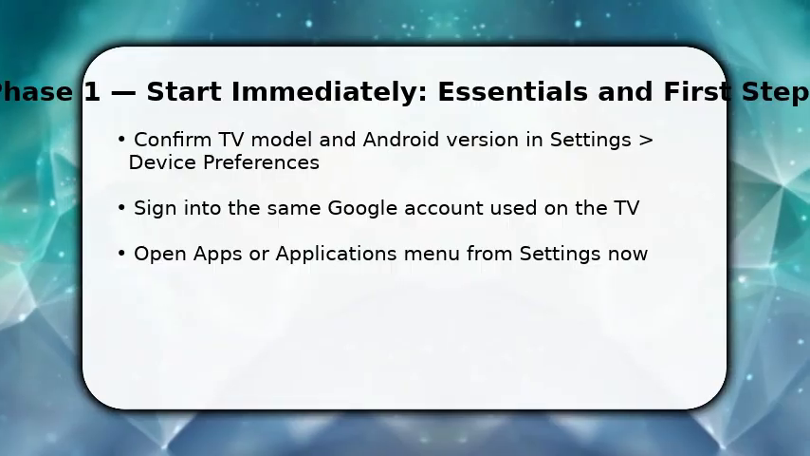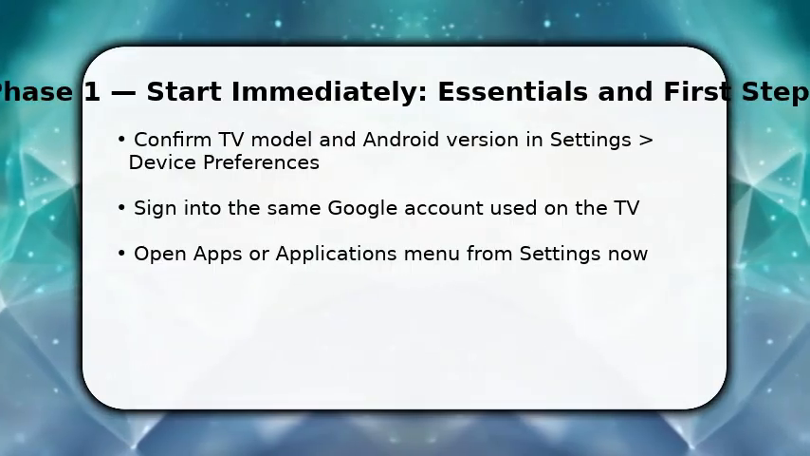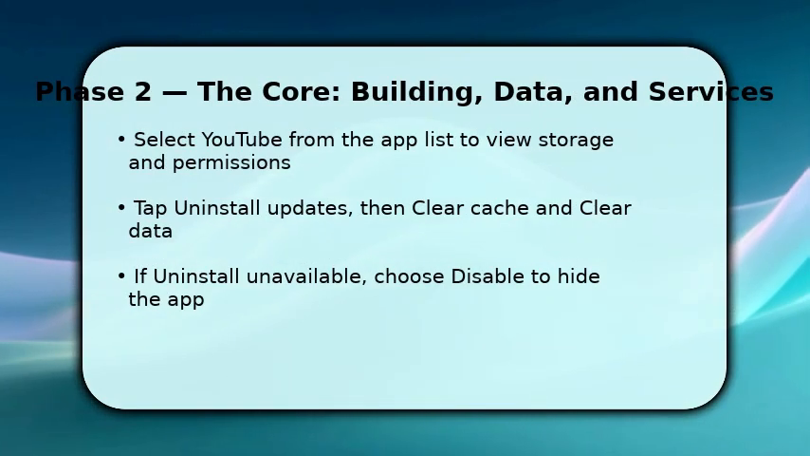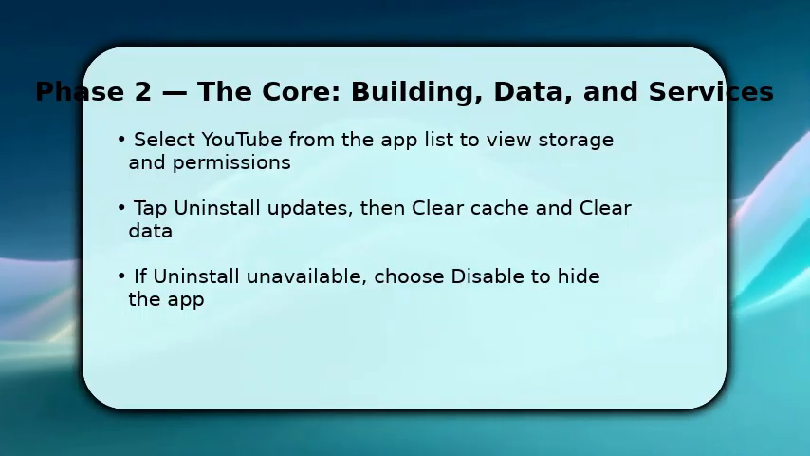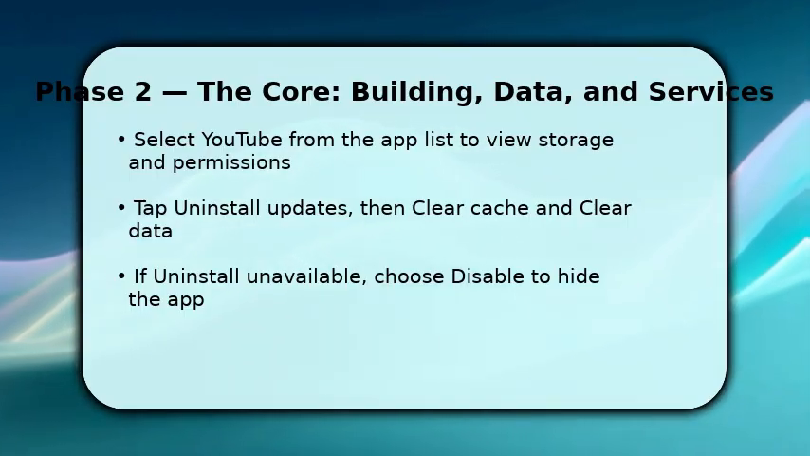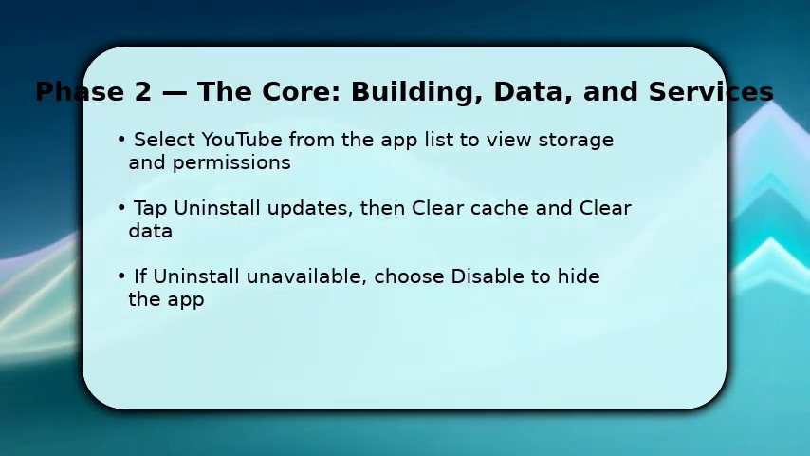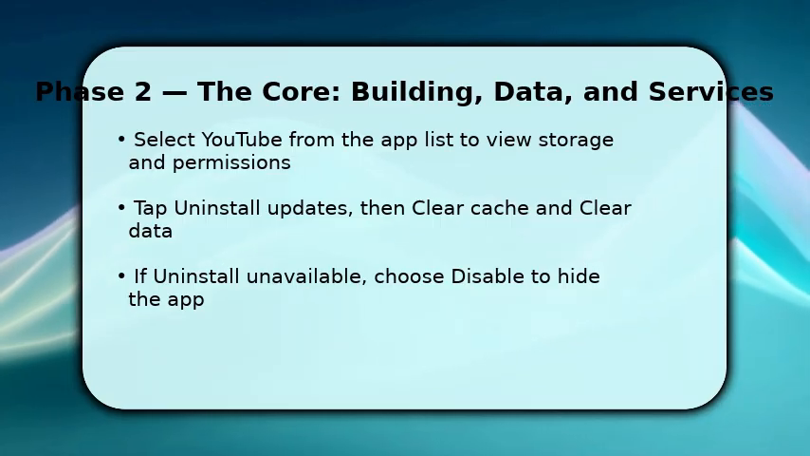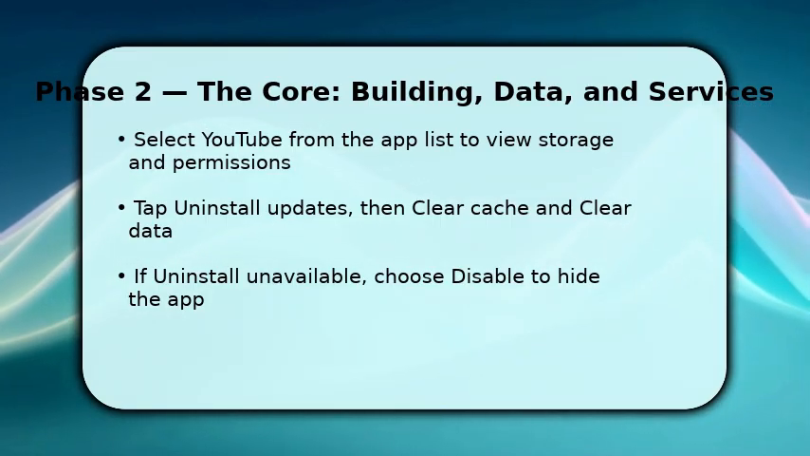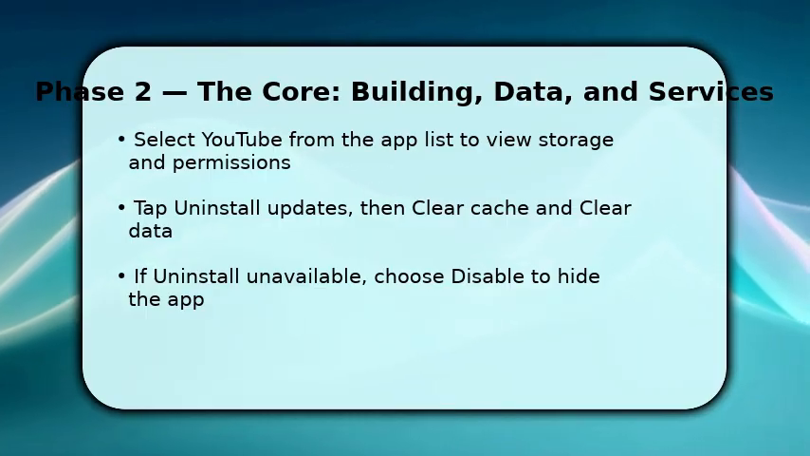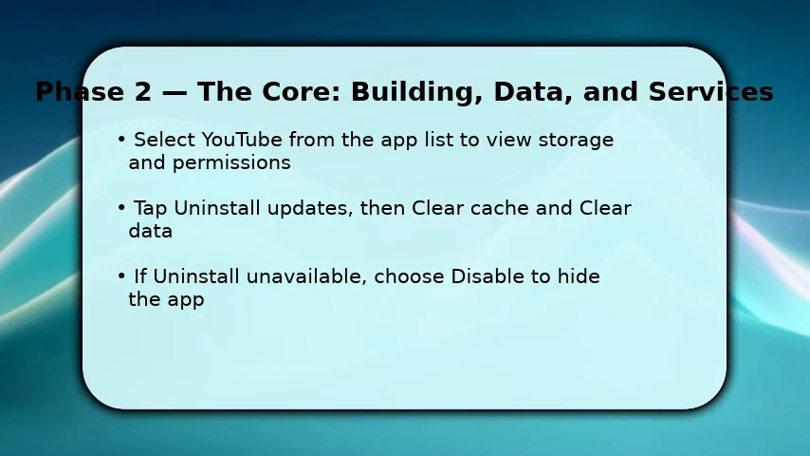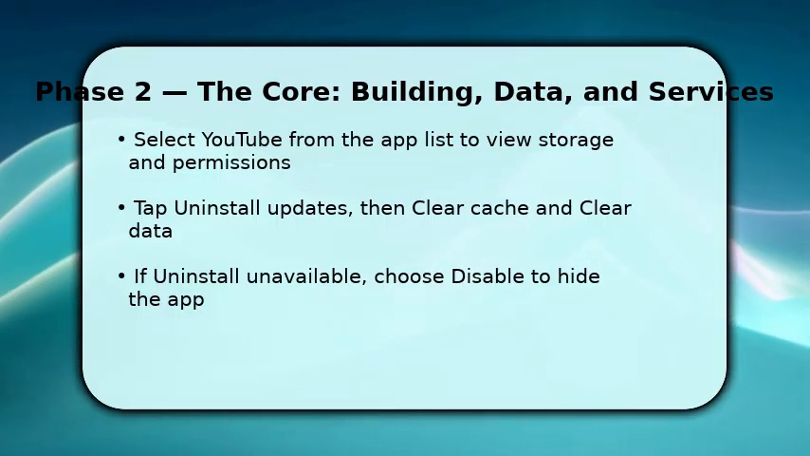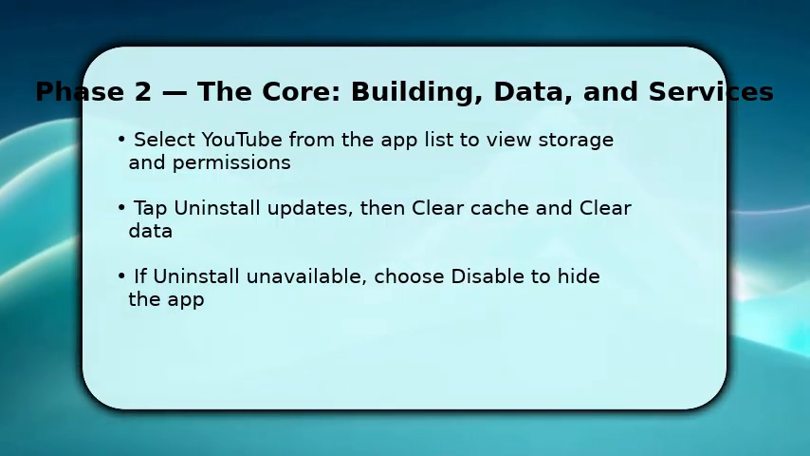Select YouTube to open its info page, because that's where uninstalling updates and removing data happen. Tap Uninstall Updates first to revert the app to factory state. This often frees the Disable button. Then clear cache and clear data to remove stored credentials and temporary files. This prevents automatic reactivation. If uninstall is blocked by firmware, use Disable, which hides the app and stops background activity.